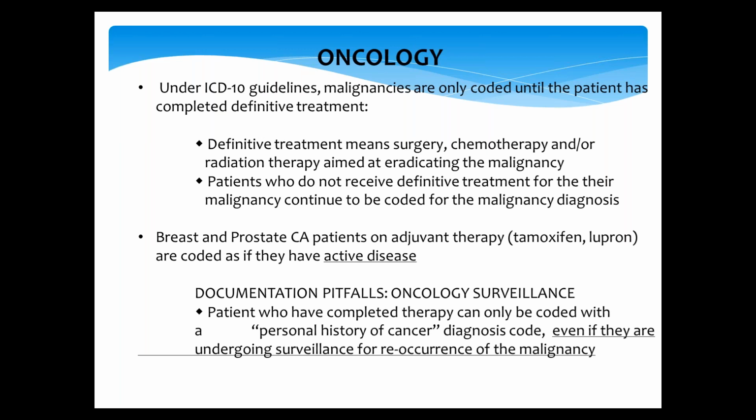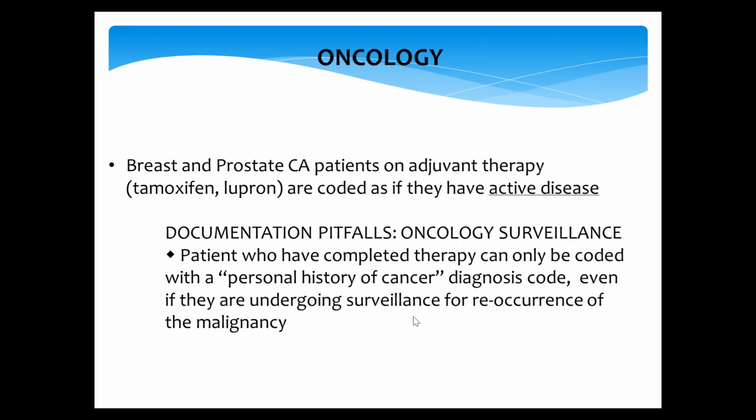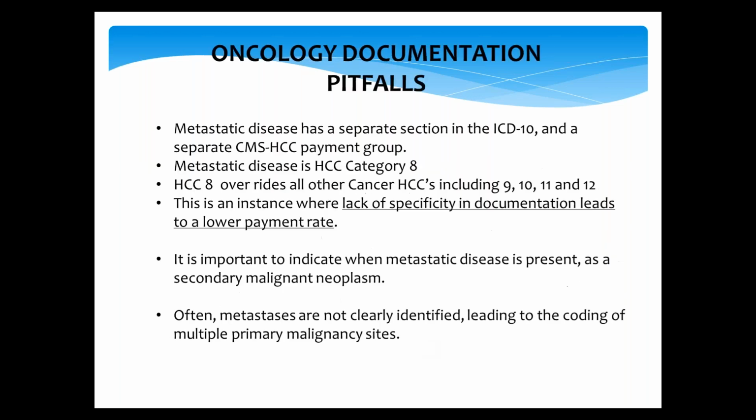Patients who have completed therapy can only be coded with a personal history of cancer diagnosis code, even if they're undergoing surveillance. So remember that. If they've been treated and they're even undergoing surveillance, they have to be treated as history of. And again, this just reemphasizes that when you're treating with tamoxifen or Lupron or some other medicine in any kind of cancer, those are active diseases, even if they're taking them indefinitely. However, if they've been treated to their endpoint and now you're just doing surveillance, then you have to treat them as history of.